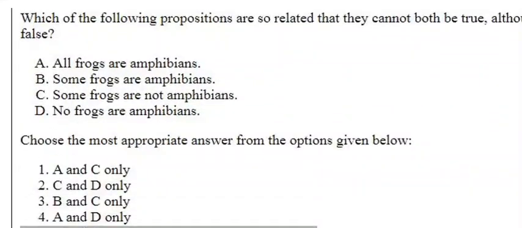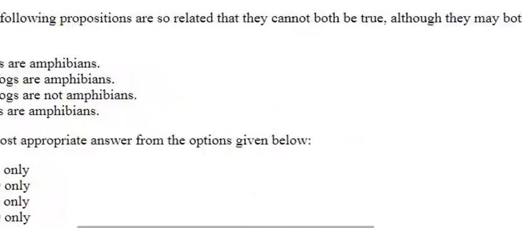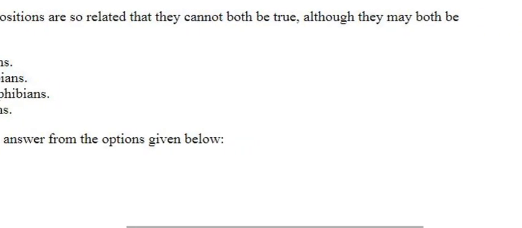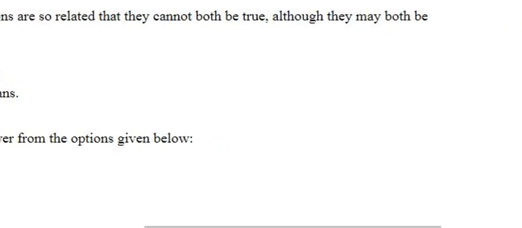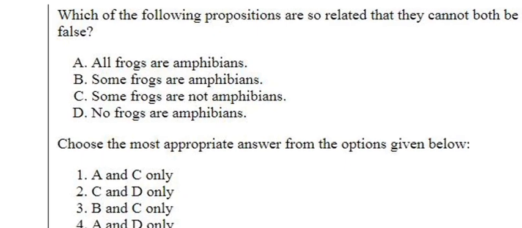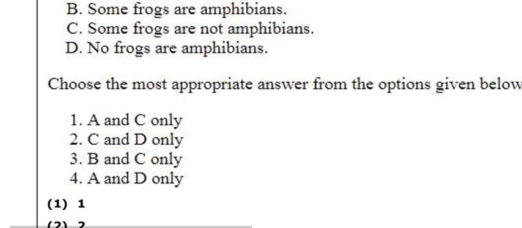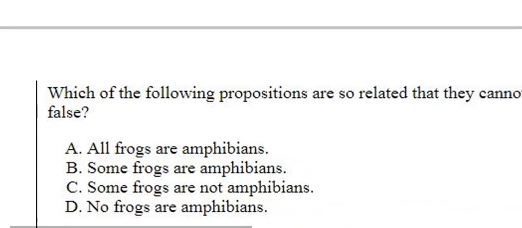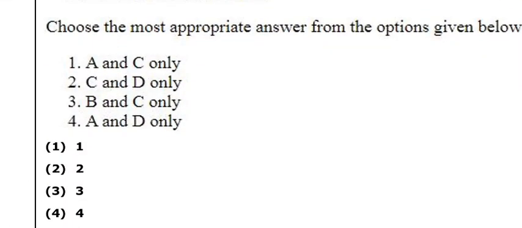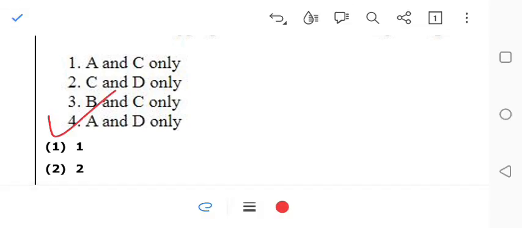Next 29. Which of the following propositions are so related that they cannot both be true, although they may both be false? All frogs are amphibians. Some frogs are amphibians. Some frogs are not amphibians. No frogs are amphibians. Options: A, C; C, D; B, C; and A, D. So question number 29, correct answer will be A and D. These are correct.